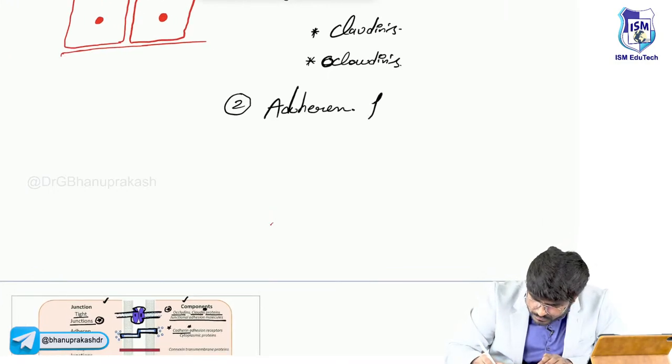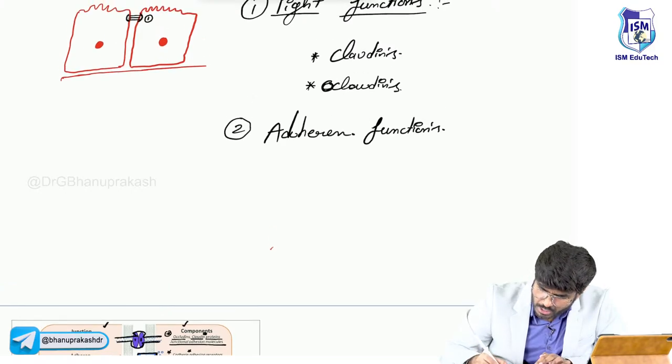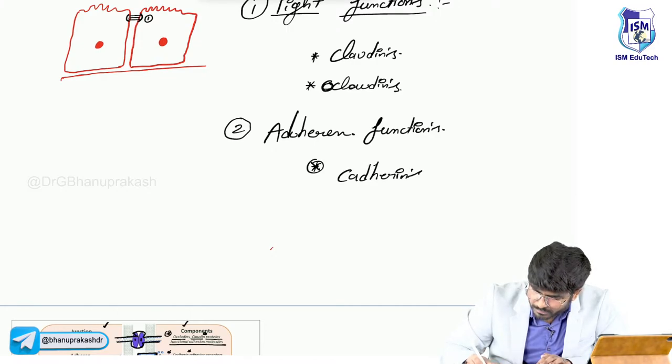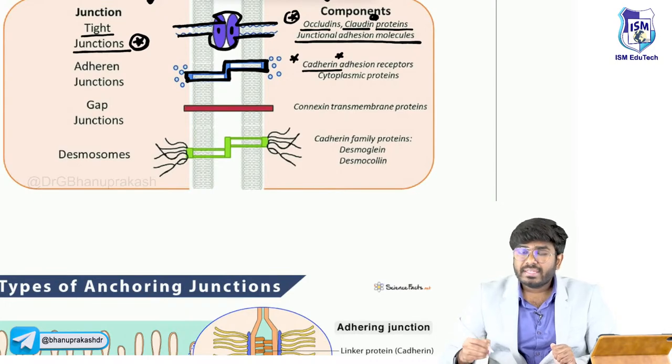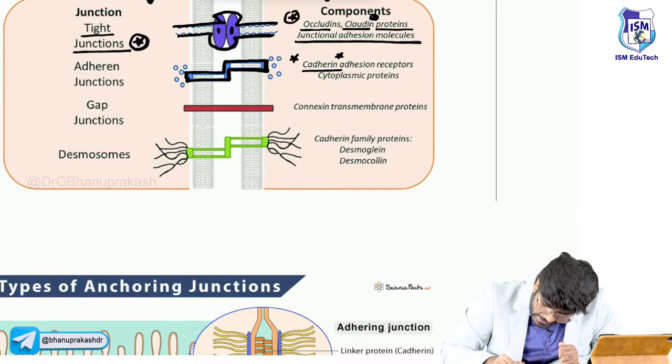So adherent junctions are formed by cadherins. Second junction also completed. Any other junctions, sir? See, there are gap junctions.